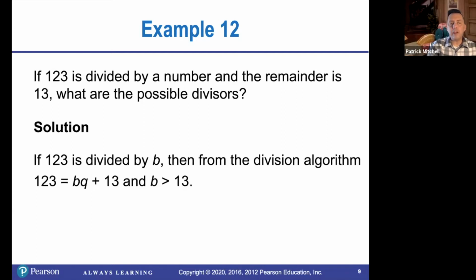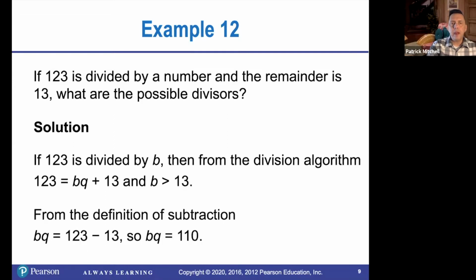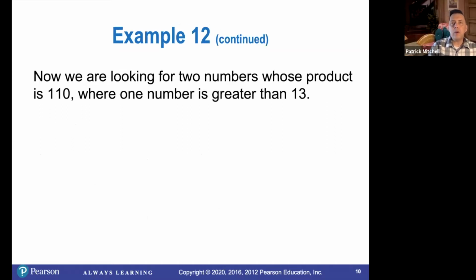So if we take this equation, 123 equals BQ plus 13, and we subtract 13 from both sides of the equation, or you can say by definition of subtraction, BQ has to equal 110. So what we know at this point is that BQ has to equal 110, and B has to be greater than 13. So now we're looking for two numbers whose product is 110, where one number is greater than 13.